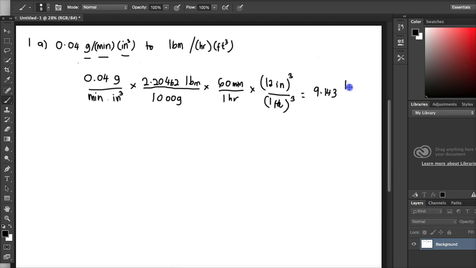And then the answer will be 9.143 pound per hour per cubic foot. How we do this: because it's gram, we can cancel out the gram and end up with pound, and then we have minutes here, so that's cancelled and it gives us an hour, and we have cubic inch, and that's cancelled out and gives us a cubic foot. So that's the answer. Alright, move to the next question.